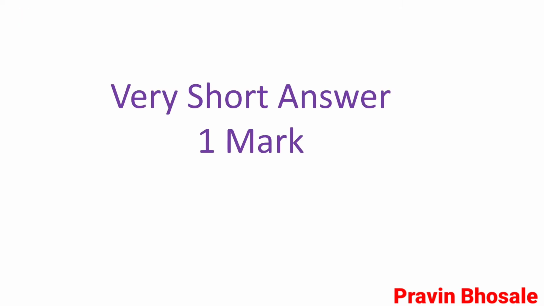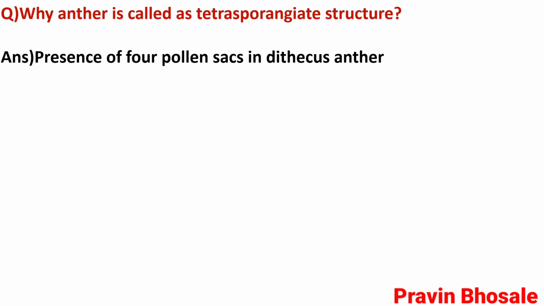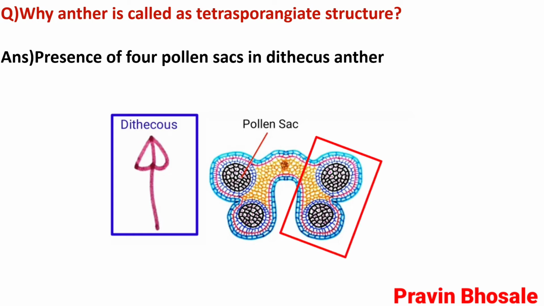Here one more question. Why is anther called a tetrasporangiate structure? Answer is presence of 4 pollen sacs in a dithecous anther. So here you can see this is a dithecous anther having 2 lobes, and each lobe consists of 2 pollen sacs. So total there are 4 pollen sacs, and that is why it is called tetrasporangiate.